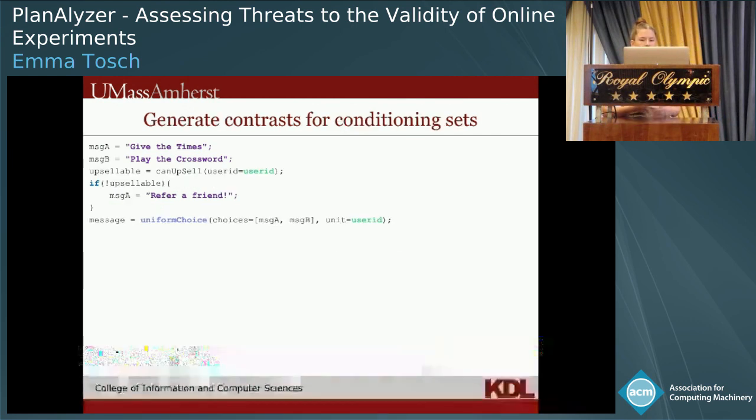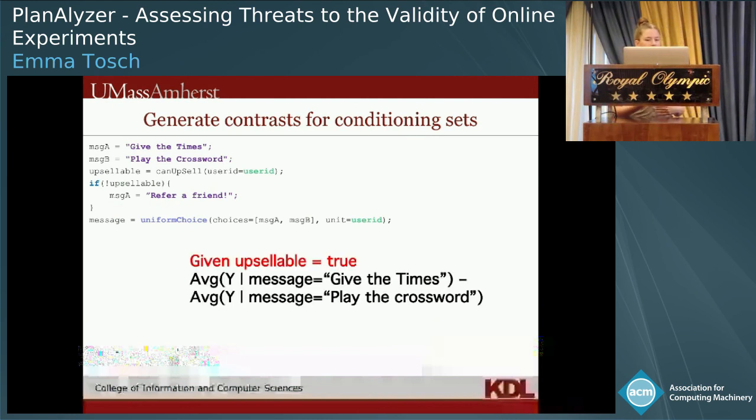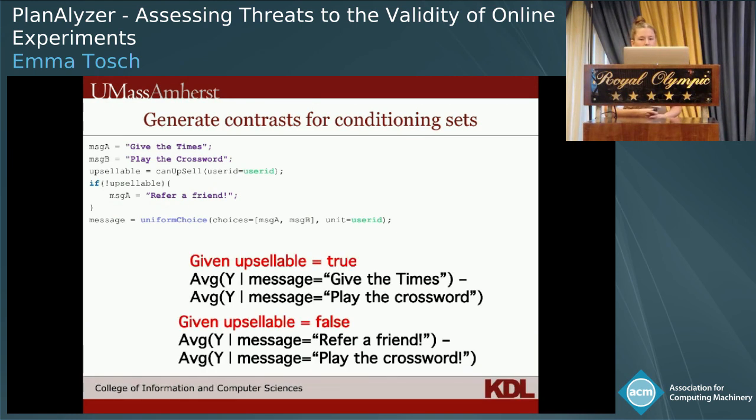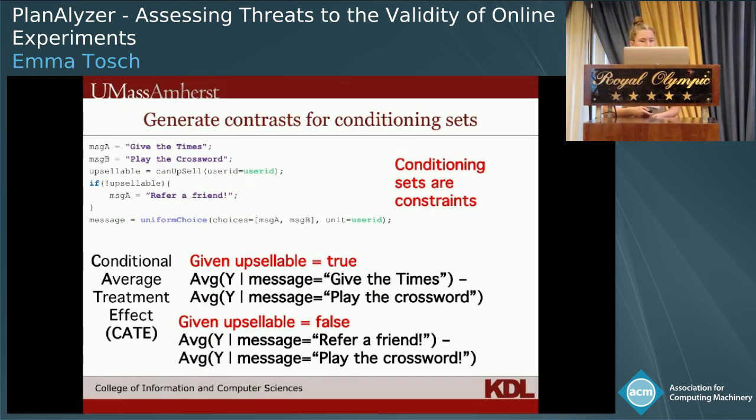So now let's consider an example where we had different messages. Here we don't want to combine the results from both branches, so we have to do what's called subgroup analysis, where we partition our average treatment effect on the basis of the unsellable variable. This is known as the conditional average treatment effect, or CATE.